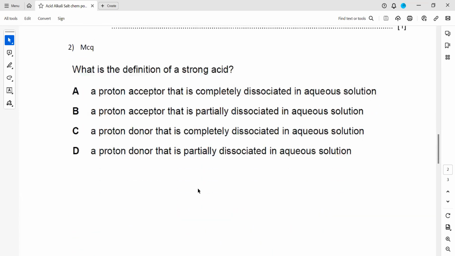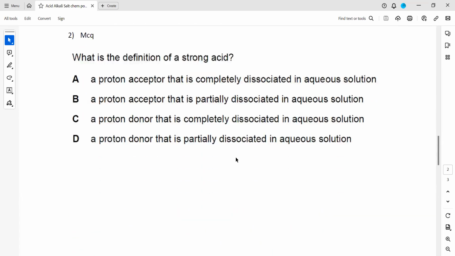In question 2, what is the definition of a strong acid? First, what is the definition of acids? Acids are proton donors. And what is the meaning of the term strong? Strong means it will ionize or dissociate completely.